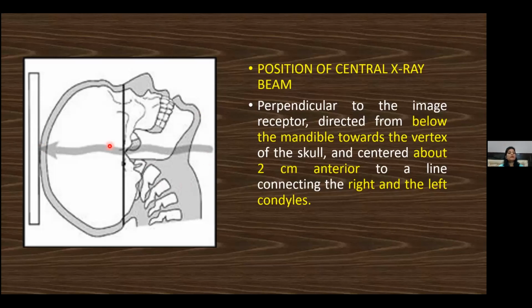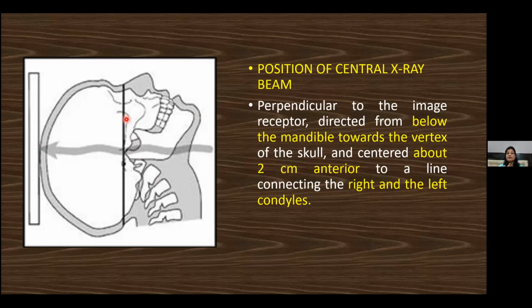So 2 centimeters. Now, if I talk in terms of condyles, it is 2 centimeters anterior to the line connecting the right and left condyle. This is what you have to remember, right? So the central X-ray is perpendicular to the image receptor. First point, that is okay. Then where is it directed? From below the mandible.